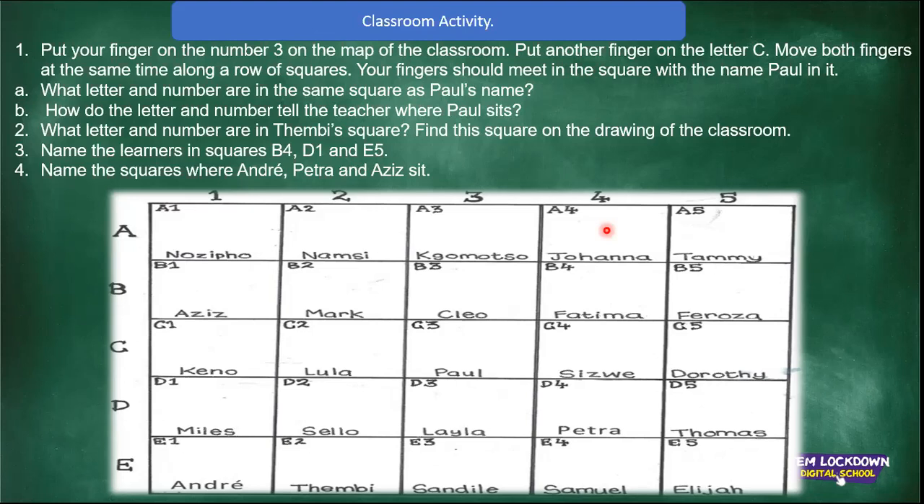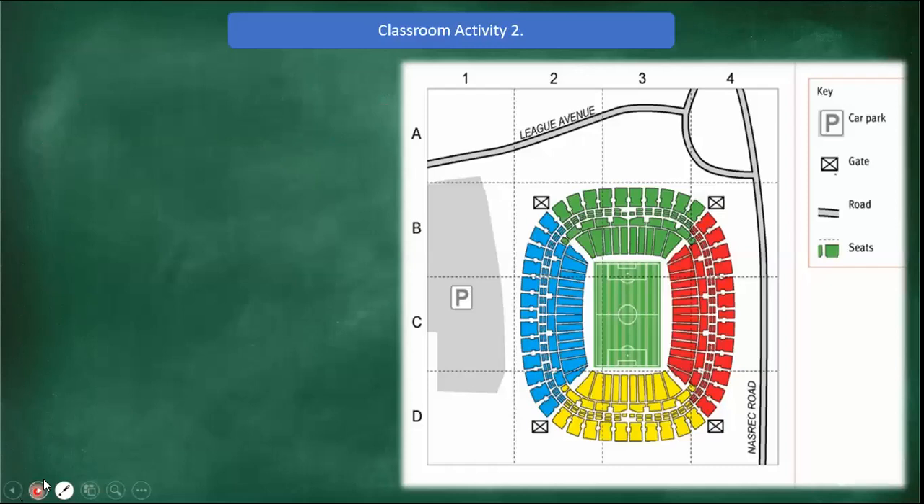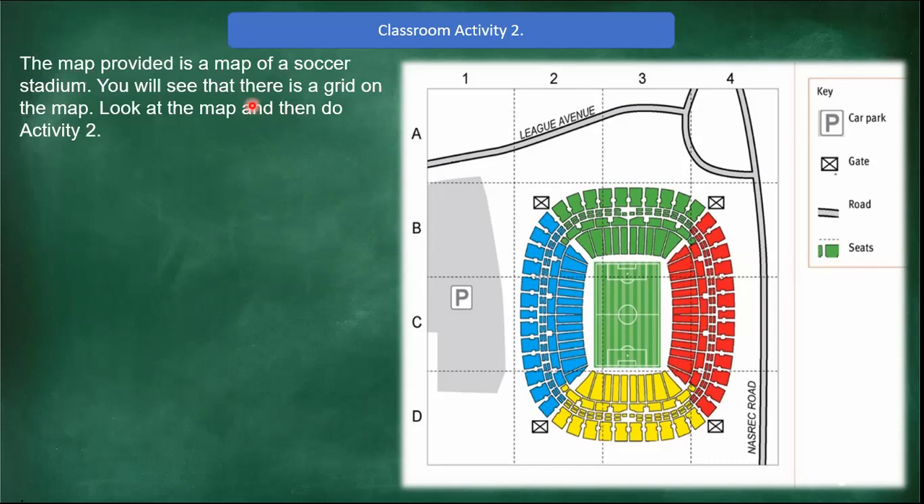Moving to another class activity. The map that you see on the right-hand side is a map of a soccer stadium. You will see that there is a grid on the map. Look at the map and then do the following activity. Activity number 2.